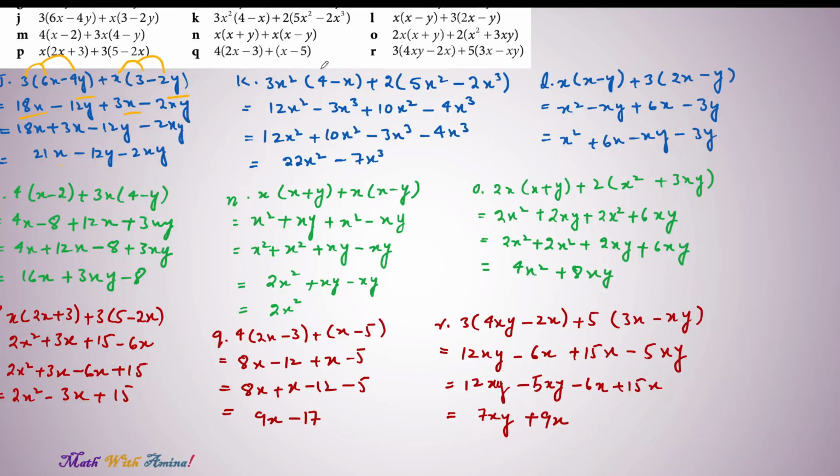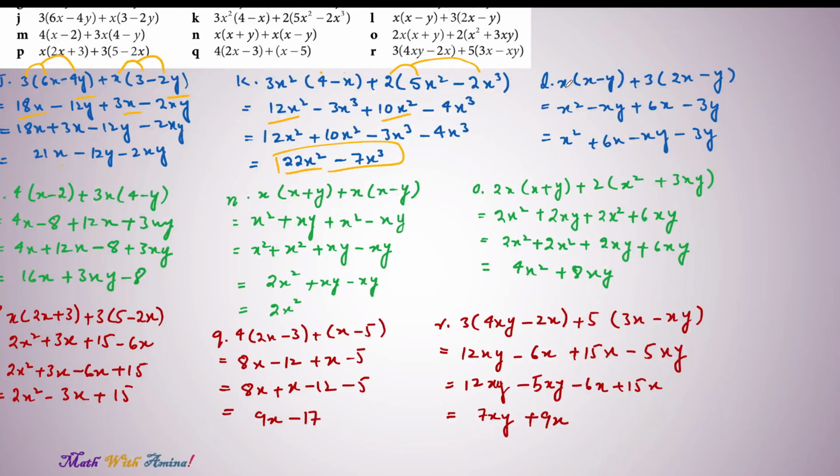3x squared gets multiplied with 4, 3x squared gets multiplied with minus x. We get 12x squared minus 3x cubed. This 2 gets multiplied with 5x squared, getting 10x squared. Then 2 gets multiplied with minus 2x cubed, giving us minus 4x cubed. Combining the like terms, so 12x squared plus 10x squared is equal to 22x squared, minus 3x cubed minus 4x cubed is equal to minus 7x cubed. So the simplified expression will become 22x squared minus 7x cubed.